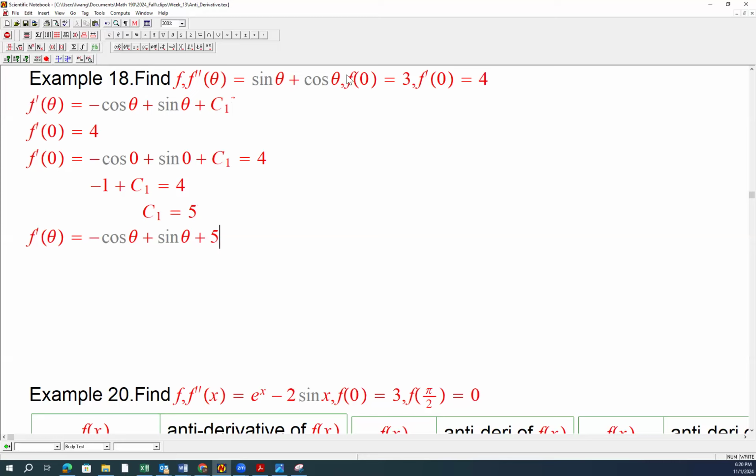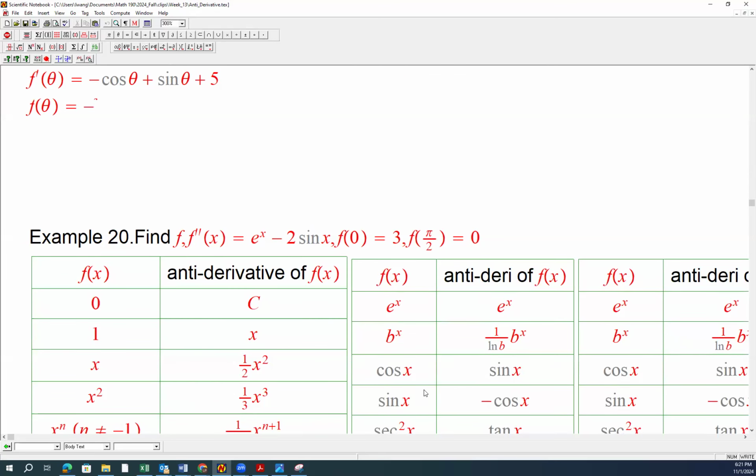Okay, and then we're going to do one more step, which is find f. The antiderivative of the first order derivative is the function itself, and that equals negative the antiderivative of cosine theta, which is sine theta. And the antiderivative of sine theta is negative cosine theta. So we can just write negative cosine theta plus 5 times theta plus another constant, C sub 2.